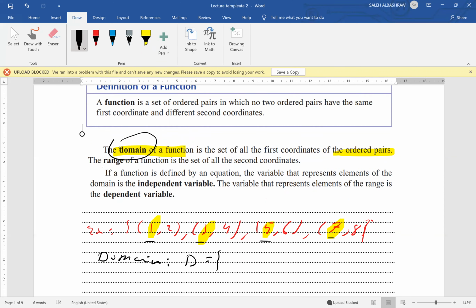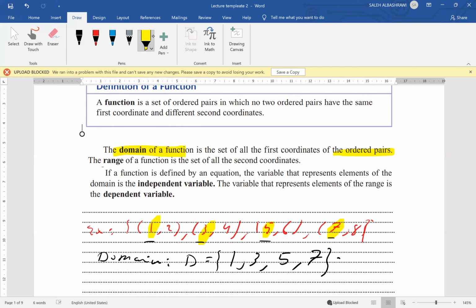First of all, we are speaking about a function. So a function is a set of ordered pairs where there is no repetition in the first coordinate, or no two ordered pairs have the same x coordinate. Since all of them are different, this is a function. If we take the first coordinates, which are 1, 3, 5, and 7, we call this the domain of the function.